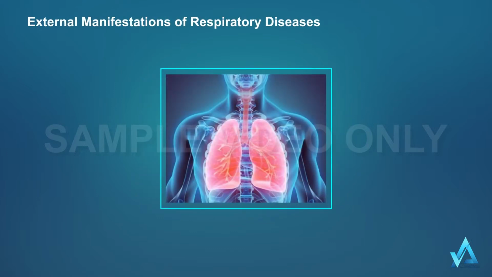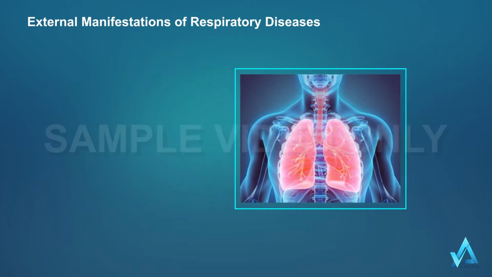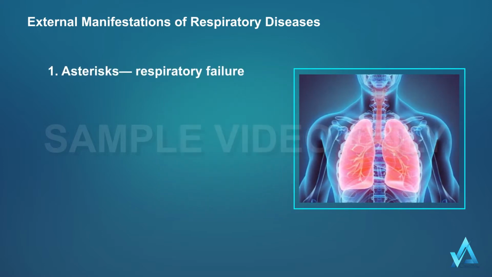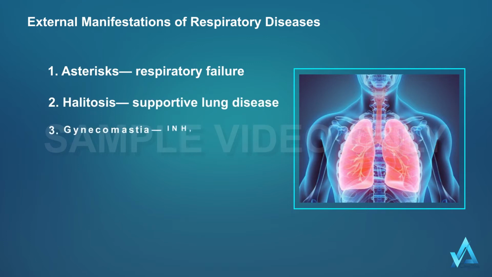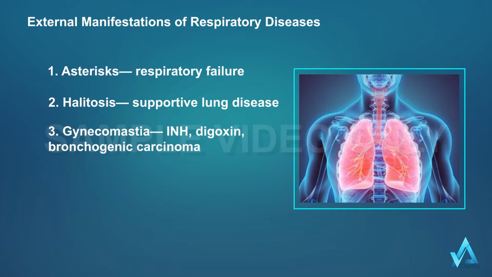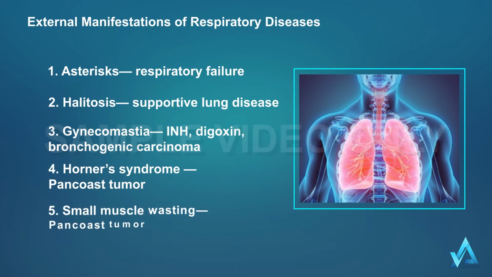External manifestations of respiratory diseases: asterixis, respiratory failure, halitosis, suppurative lung disease, gynecomastia due to drugs like isoniazid, digoxin, and bronchogenic carcinoma, Horner's syndrome, Pancoast tumor, small muscle wasting, Pancoast tumor.